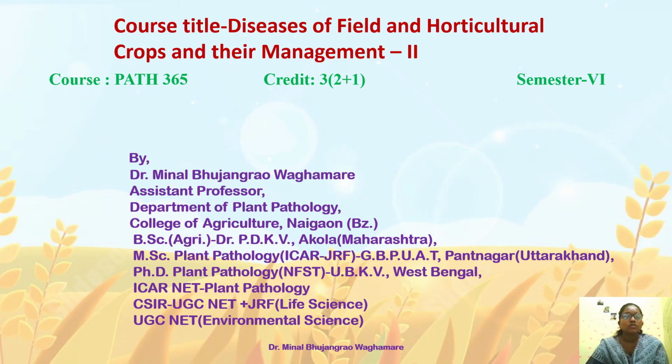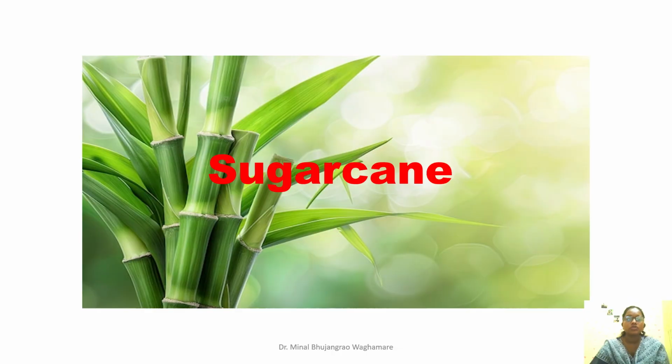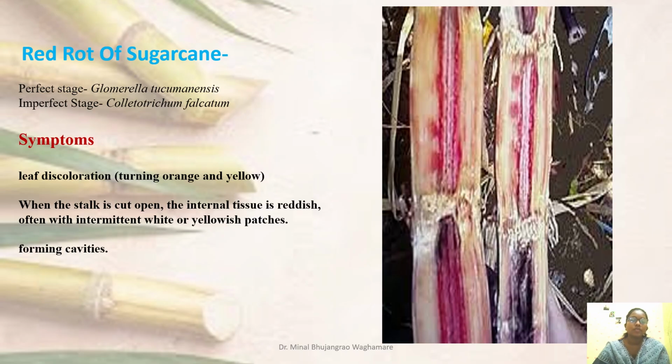Hello everyone. So we are seeing the series of diseases of field and horticulture crops and their management. Today we are going to see the crop, which is sugarcane. Coming to the first disease, red rot of sugarcane.